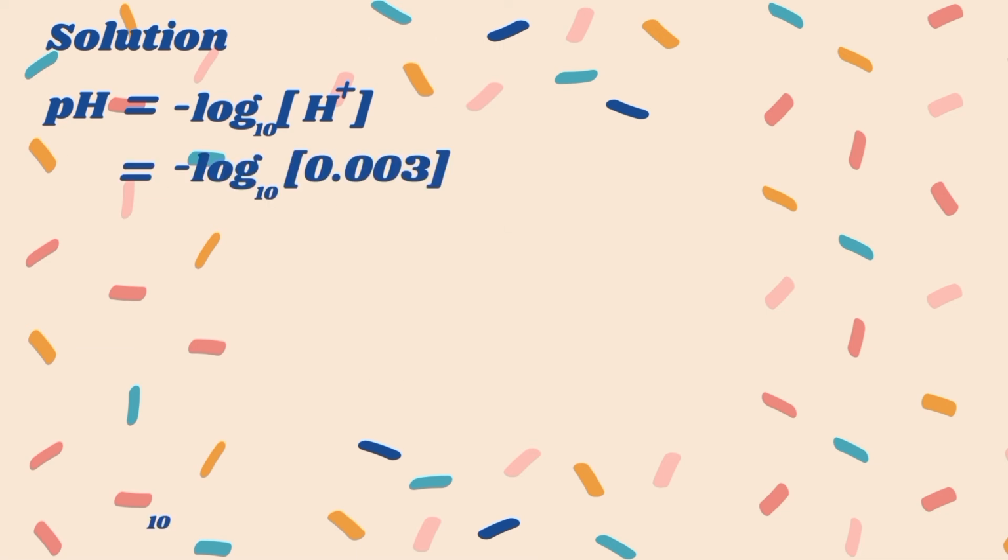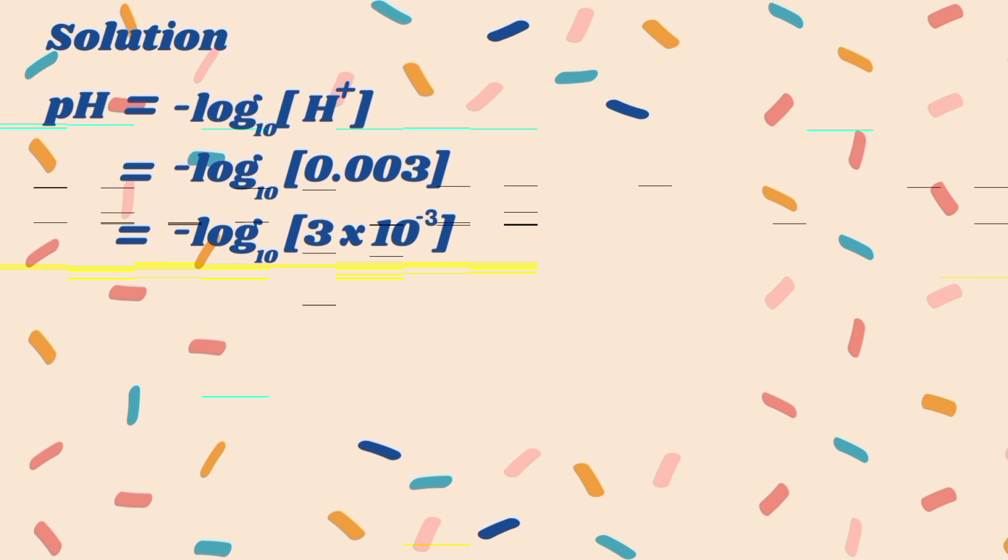So we have to substitute that into the formula. So this will give us negative log 0.003 base 10. Like I said in the previous example, we need to convert this value to standard form. And you know that this will now be equal to 3 times 10 raised to power minus 3. So you take note and we substitute that in place of 0.003.